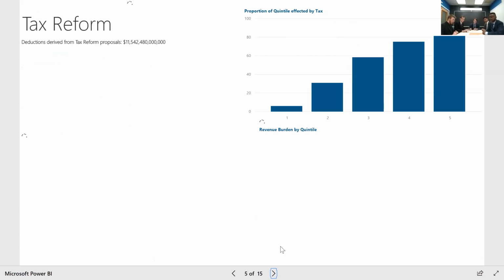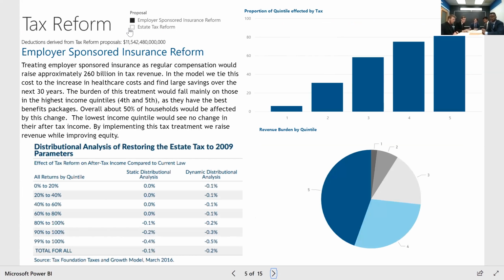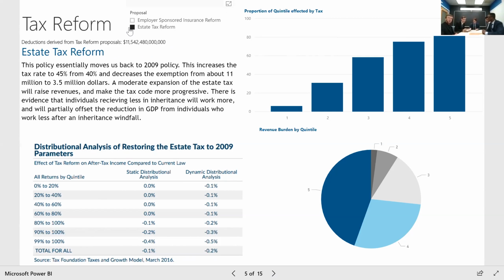Our tax reform proposal has two tenets. First is treating employer-sponsored insurance as regular compensation, and the second is estate tax reform. Our employer-sponsored insurance proposal raises approximately $260 billion in tax revenue by indexing with rising healthcare costs. 50% of households will be affected, with the fourth and fifth income quintiles bearing the majority of the burden. Our estate tax reform essentially moves us back to the 2009 policy by increasing the tax rate to 45% from 40%, and decreasing the exemption from 11 million to 3.5 million. This will raise revenues and make for a more progressive tax code.